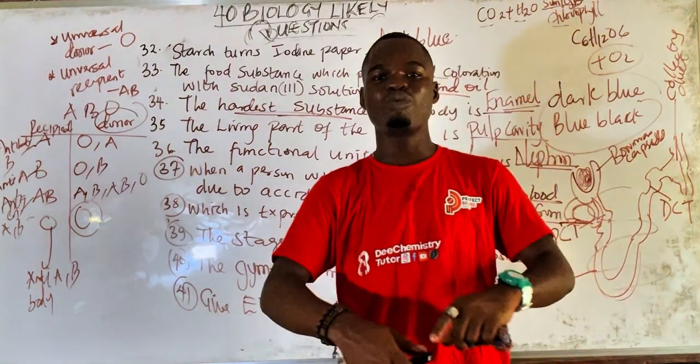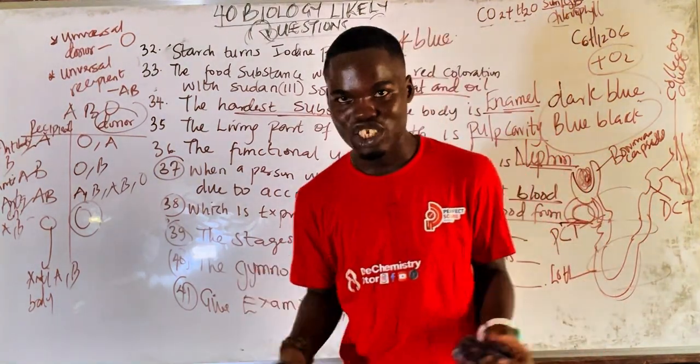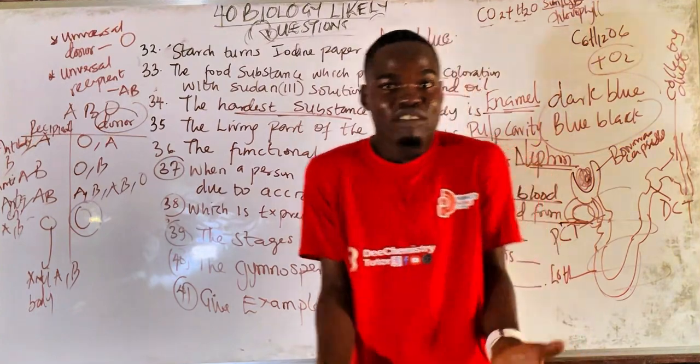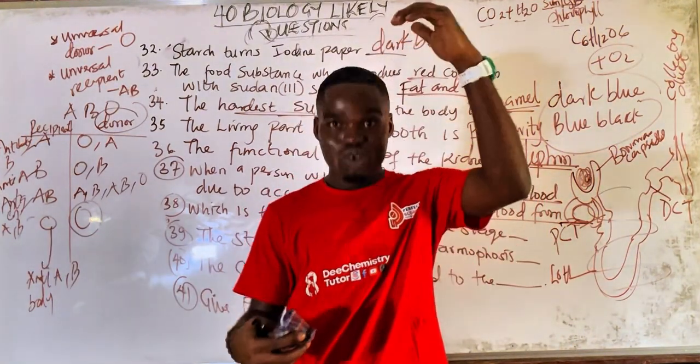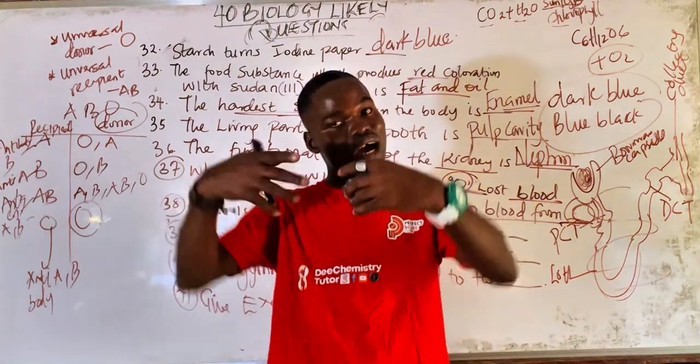In fact, that's why those people can live long if they have any issues as regards blood, because they are universal recipients. A, come, I will collect. B, you can come, I will collect. O, you can come, I will collect. AB, you can come, I will collect.